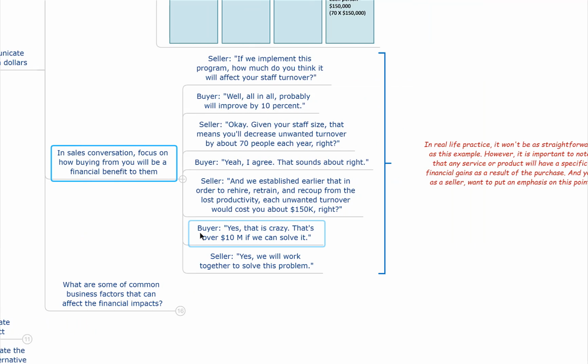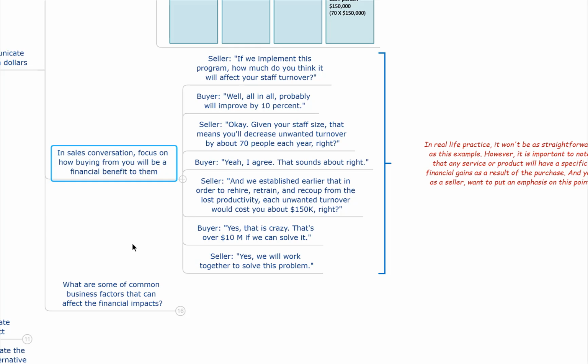For example, the seller would say, if you implement this program, how much do you think it will affect your staff turnover? Buyer then says, well, all in all, probably will improve by 10%. Seller then says, okay, given your staff size, that means you will decrease unwanted turnover by about 70 people each year, right? Buyer says, yeah, I agree, that sounds about right. Seller then says, and we established earlier that in order to rehire, retrain, and recoup from the lost productivity, each unwanted turnover would cost you about $150,000, right?